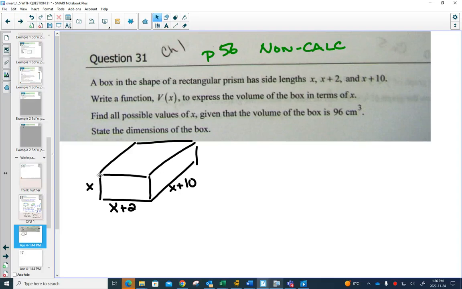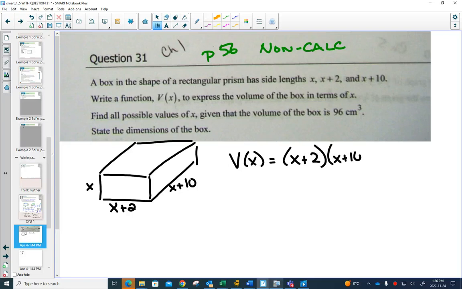Okay, so does the picture make sense, what I've drawn with this question? And it says, first thing, write a function, volume of x equals, well, that would just be length times width times height. So we'd have x plus 2 times x plus 10 times x. That was worth one mark on this question. This question, when it was given, was out of 5 marks.